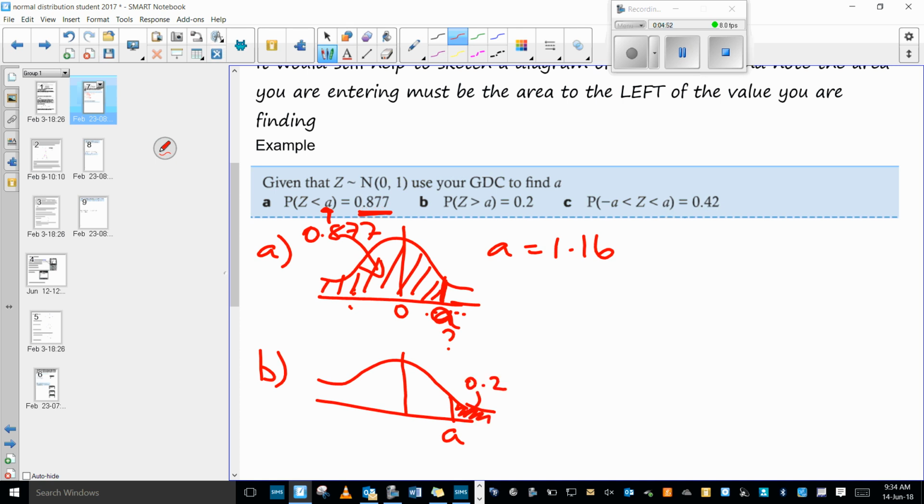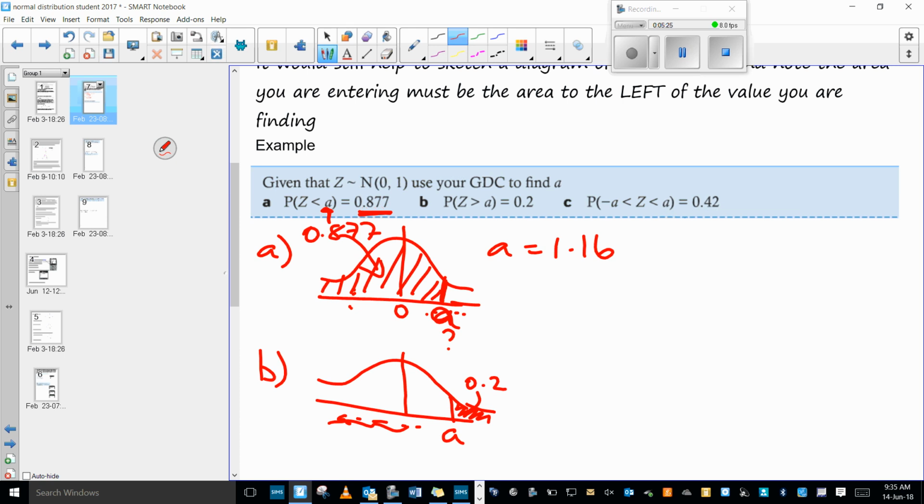So the probability that my value is greater than A is 0.2 means that my A has to be on the right hand side, because this little portion here can only be 0.2. If it had been greater than A and it was 0.7, then that would have meant my A was over here, because the greater than part would be more than half. Now, what did I say though? In the calc, what do we input?